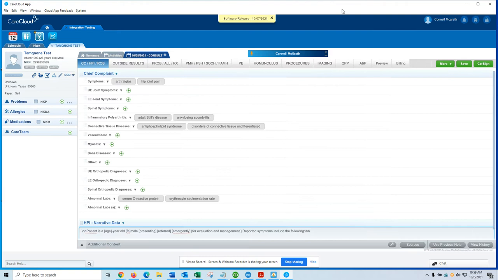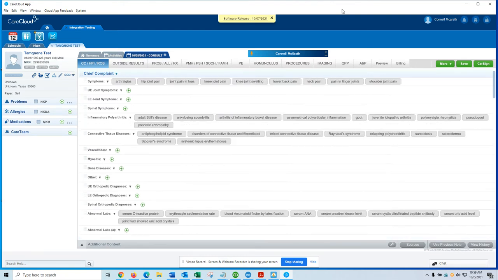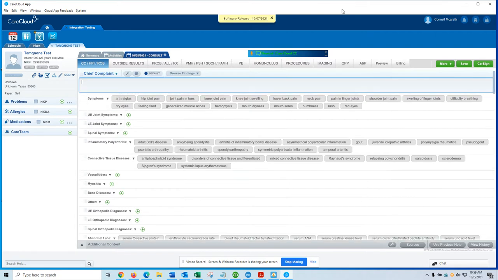Next thing is to open a narrative window to dictate chief complaint. CareCloud CC. Palpitations and shortness of breath.